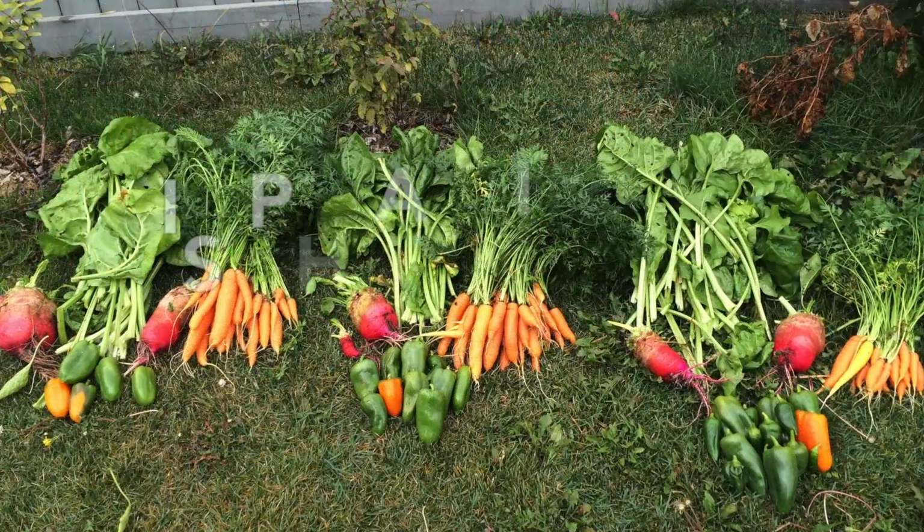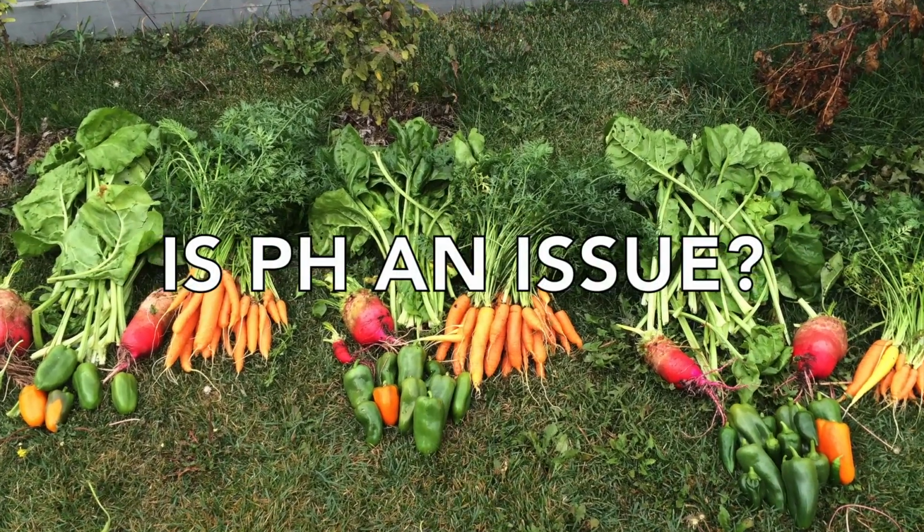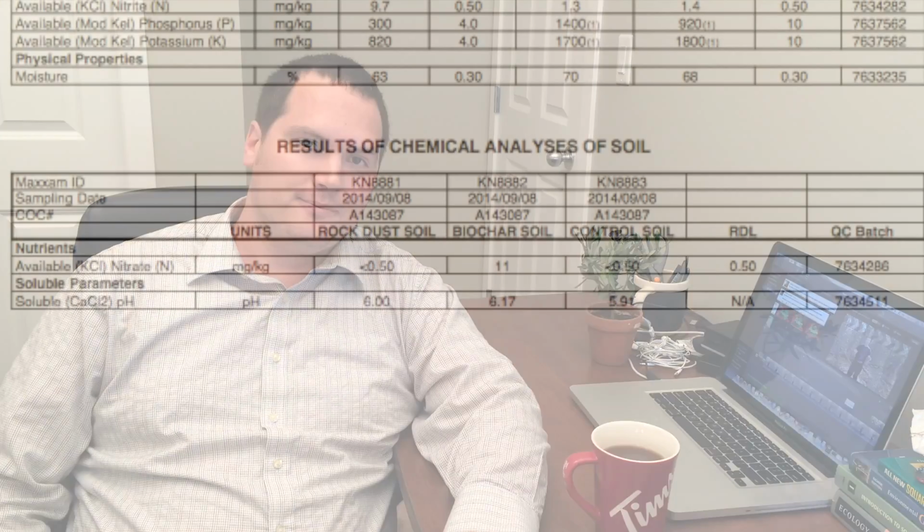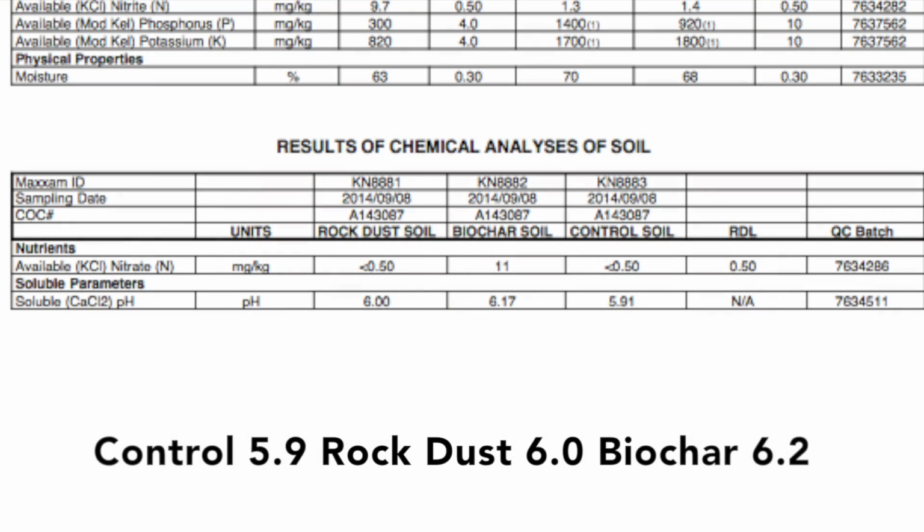Question 1. Is the pH being impacted by these products, causing the unbalanced harvests? So you're right, pH can have a huge impact on the plants that we grow, on their vitality and their overall production. Too acidic or alkaline, and they're not going to grow correctly. So what we've done is we've actually measured the pH in the soil to see if something was up. The pH of the control was slightly more acidic at 5.91, rock dust was 6.0, and biochar 6.17.